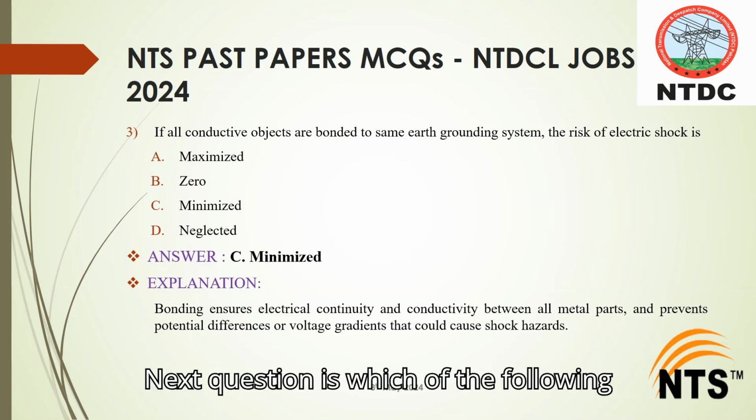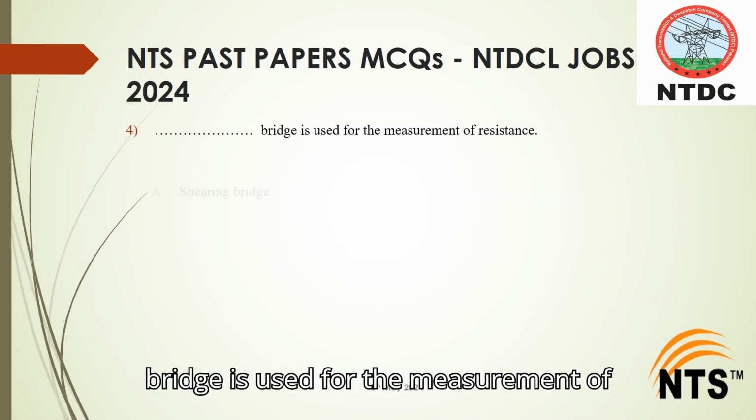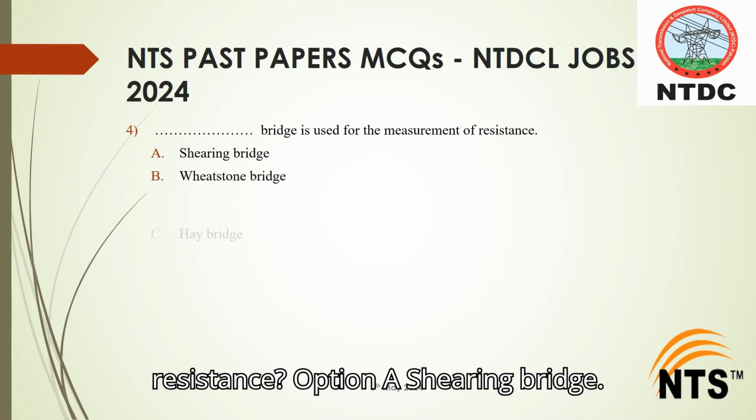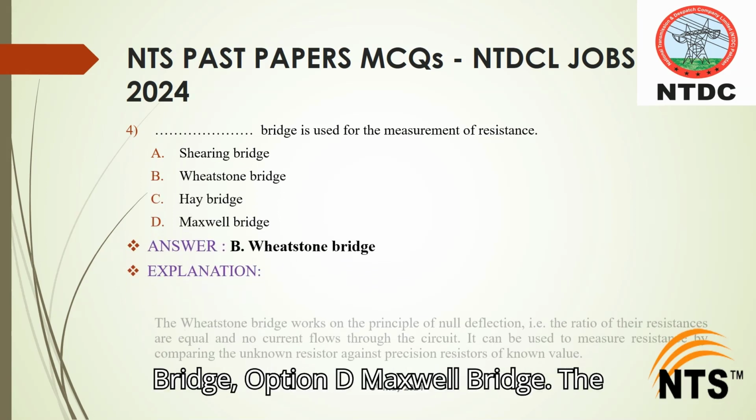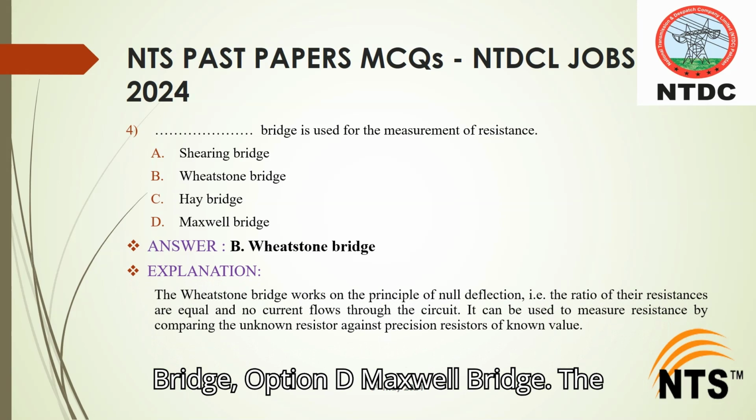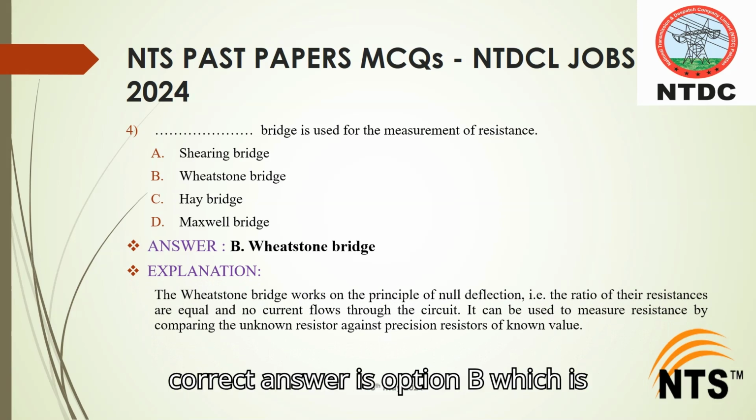Next question is, which of the following bridges is used for the measurement of resistance? Option A, Schering bridge. Option B, Wheatstone bridge. Option C, Hay bridge. Option D, Maxwell bridge. The correct answer is option B, which is Wheatstone bridge.